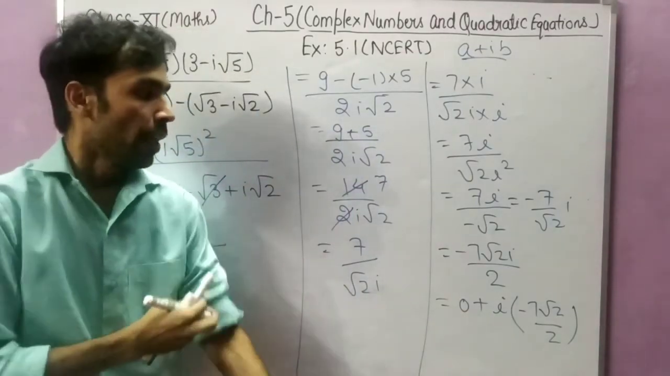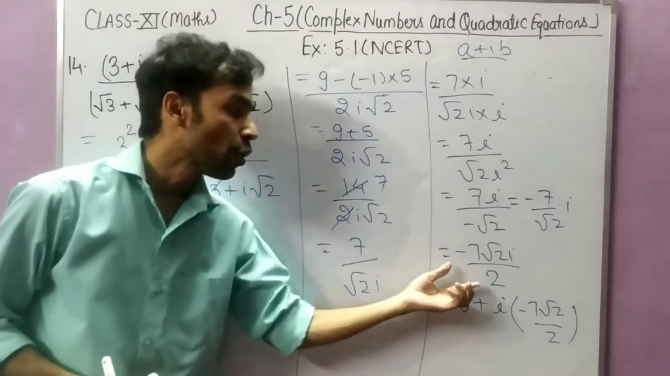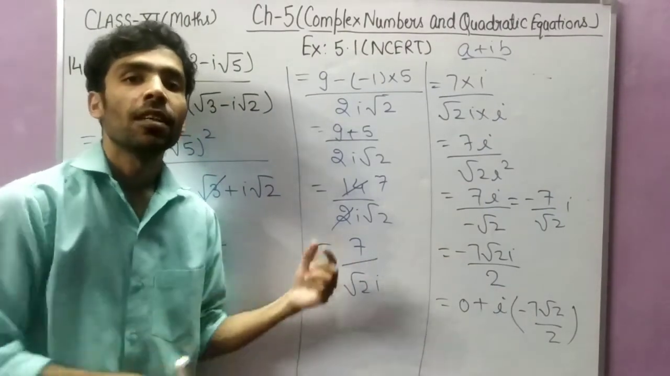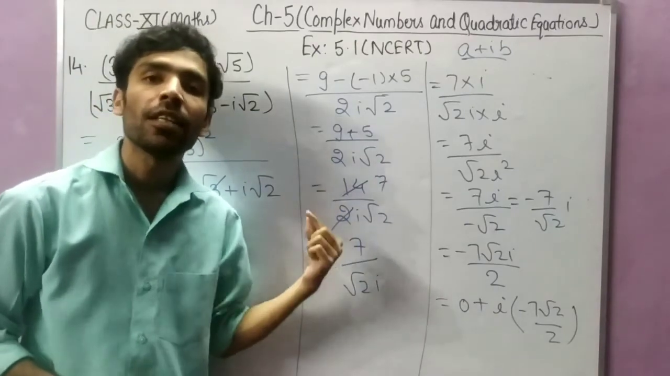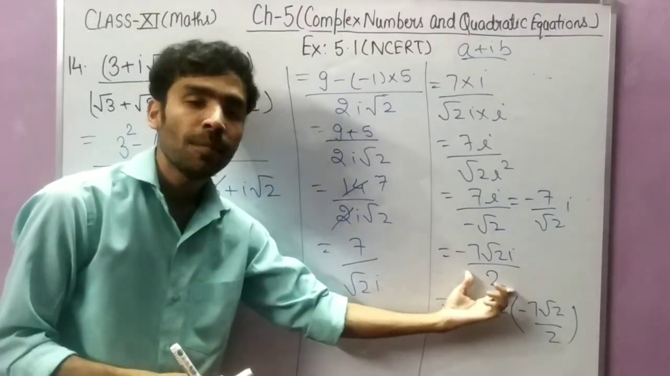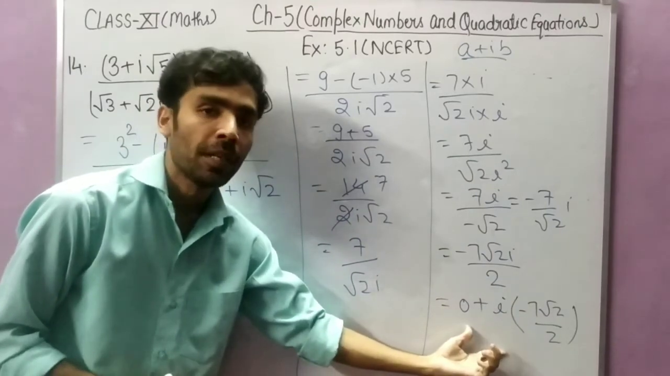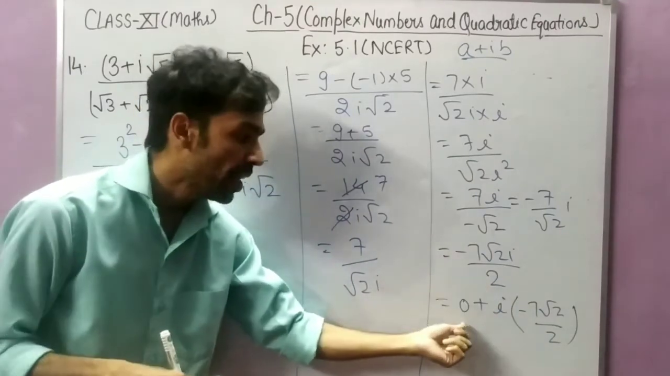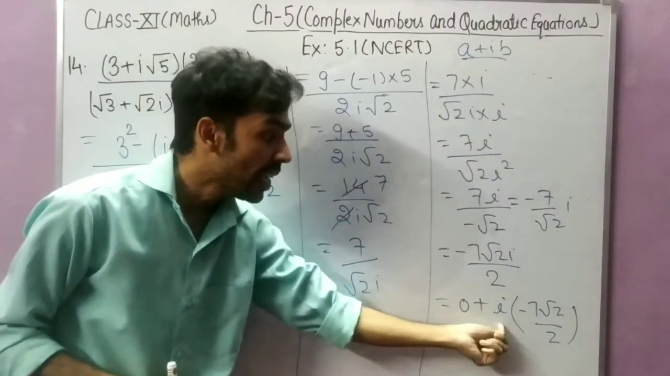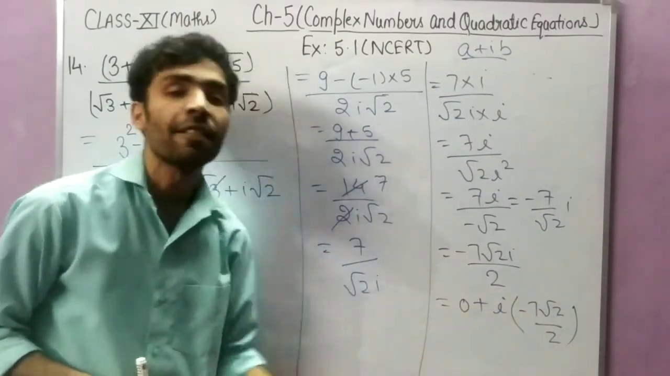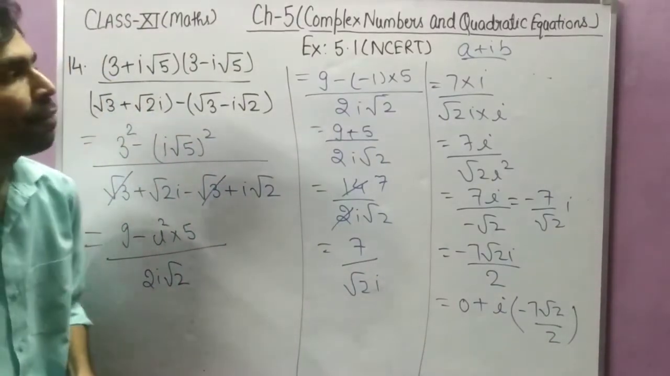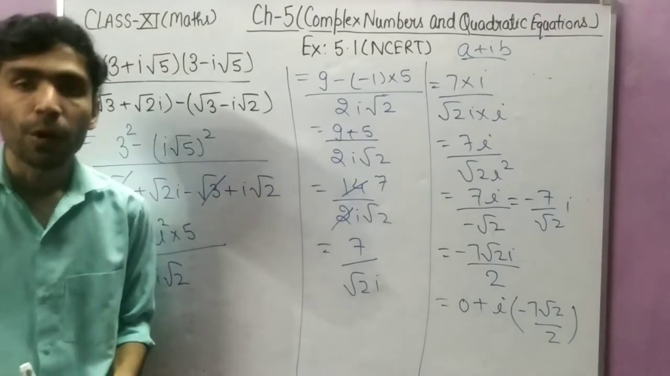Okay, if nothing is written, you can write your answer up to this only. Okay, but if in the question it is mentioned that you have to write your answer in the form of a plus ib, so you have to write whatever the answer comes in the form of a plus ib. Because there is no real part, a is 0, plus, because in this form we have to write, so plus i, and the value of b is minus 7 root 2 by 2. So in this way student, we have finished our exercise 5.1.